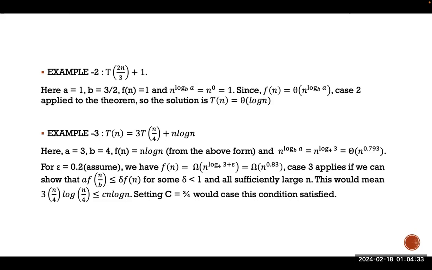So this omega complexity is satisfied only if you show that a times f(n/b) is less than or equal to delta of f(n). After substituting the values, I'll be getting 3 times (n/4) log(n/4), which is less than or equal to c n log n. So after substituting c equal to 3/4, the condition is satisfied.